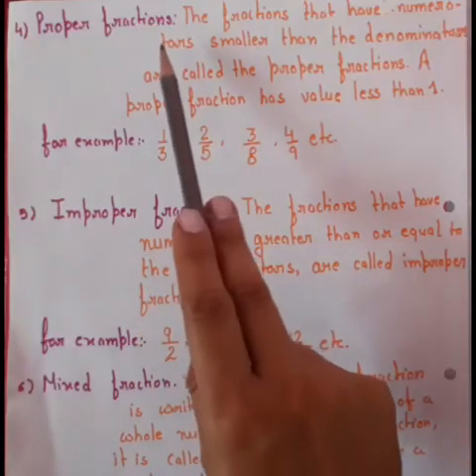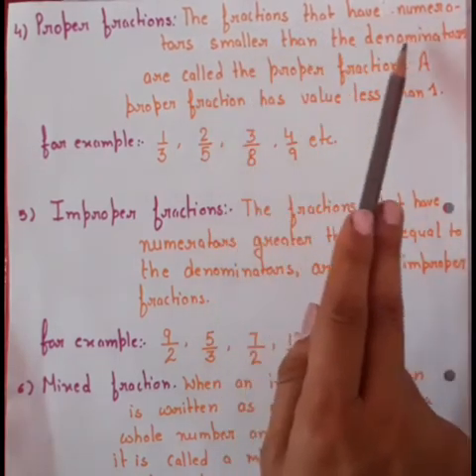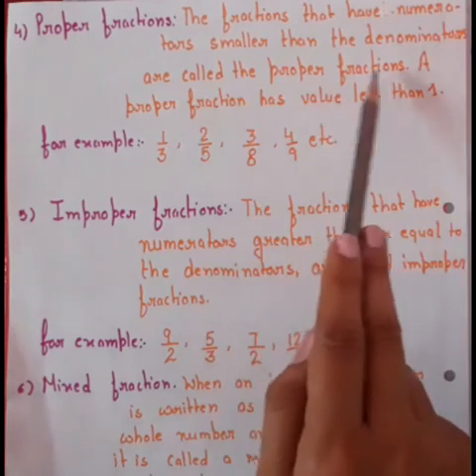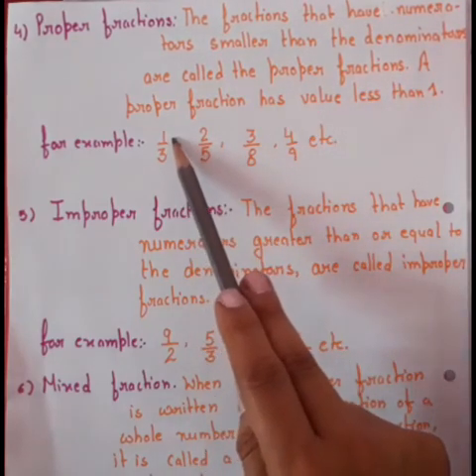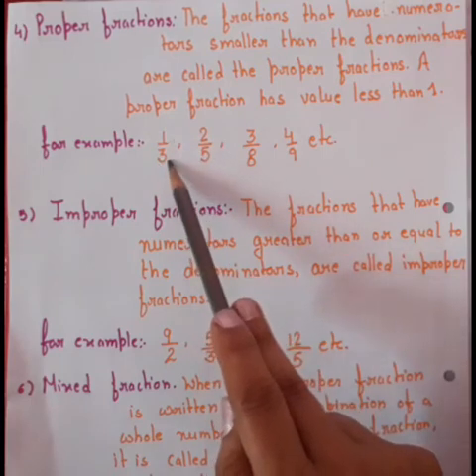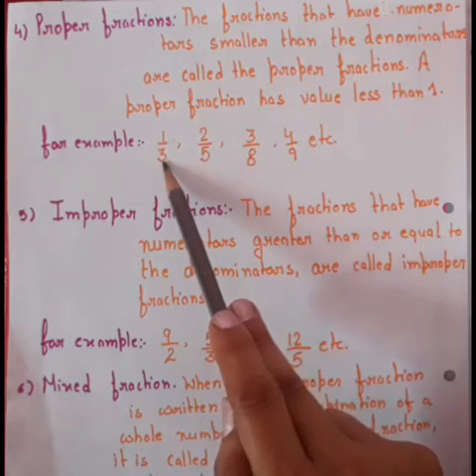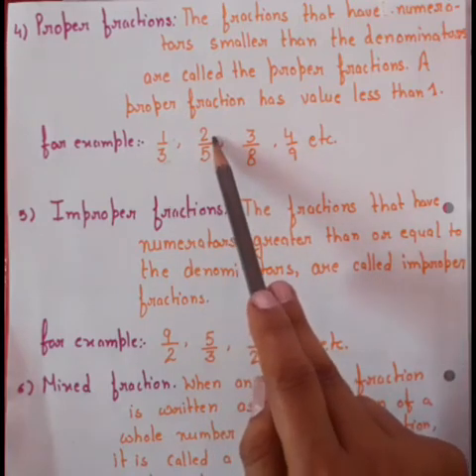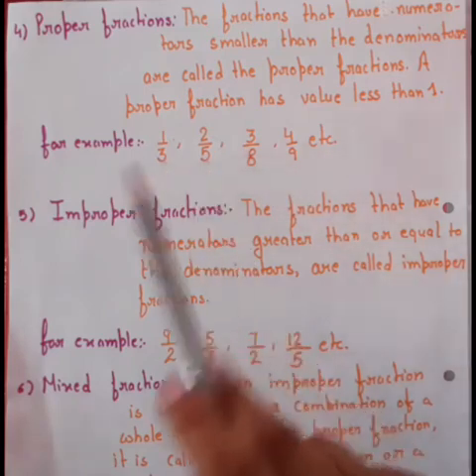Fourth is proper fractions. The fractions that have numerators smaller than the denominators are called proper fractions. So in a fraction, whenever the numerator is smaller than the denominator, it is called a proper fraction. Here you can see the numerator is 1 and the denominator is 3. So the numerator is smaller than the denominator, and this is a proper fraction. Here also the numerator is 2 and the denominator is 5, and the numerator is smaller than the denominator. So this is called a proper fraction.